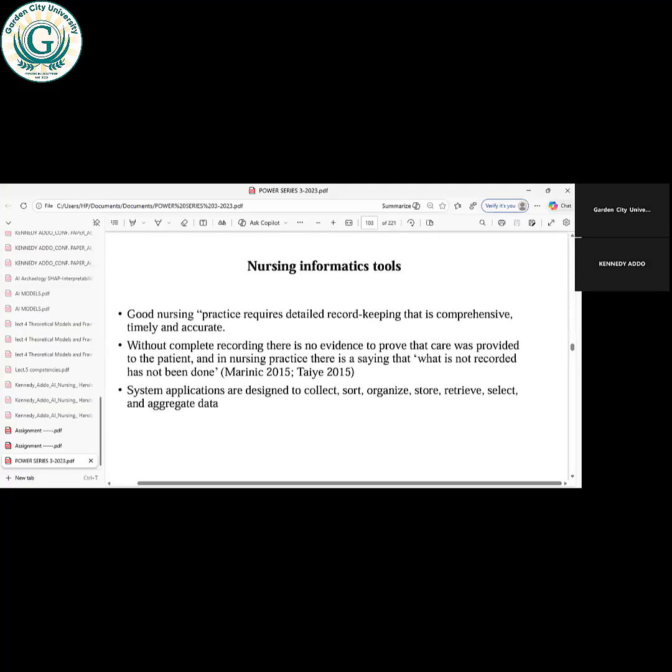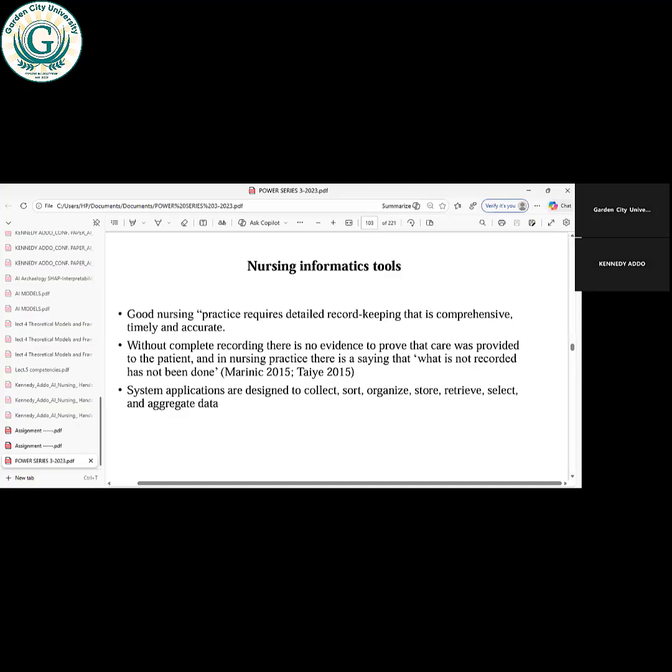Good nursing practice requires detailed record keeping that is comprehensive, timely, and accurate. Without complete recording, there is no evidence to prove that care was provided to the patient. And in nursing practice, there is a saying that what is not recorded has not been done. So if somebody comes to the hospital, you have all your available data, then everything is recorded. Those interventions are kept in the patient folder.